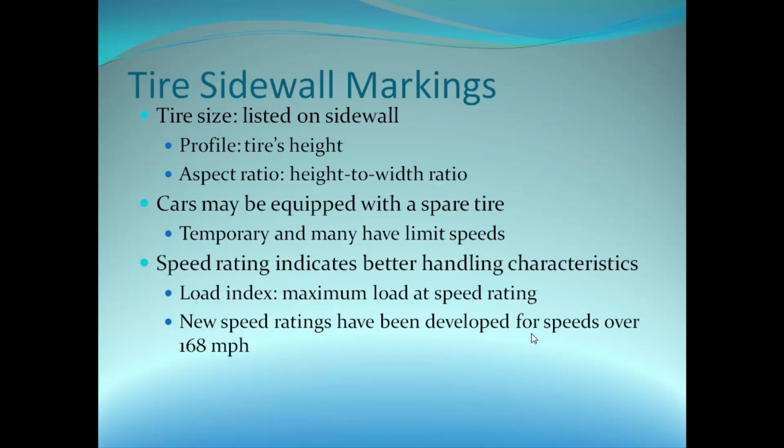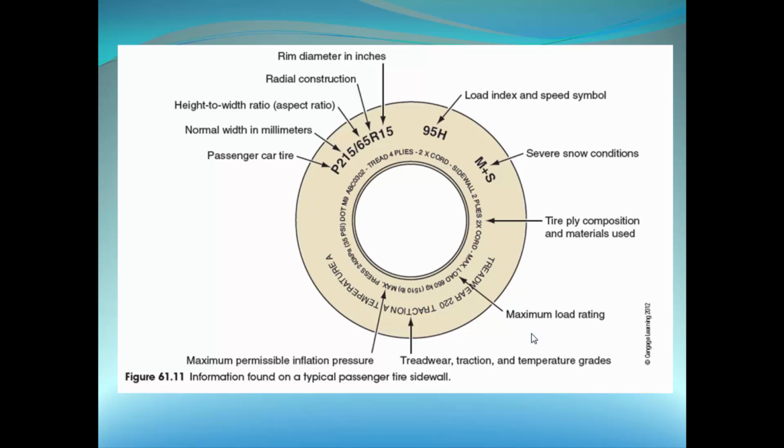Speed rating indicates better handling characteristics. So we have here load index, maximum load at speed rating, and new speed ratings have been developed for speeds over 168 miles per hour. Of course, you have to know the limit of the speed and whether this matches the tire type or not. So here is the information that we have to take a look at.